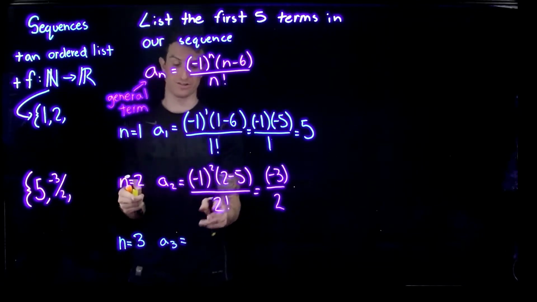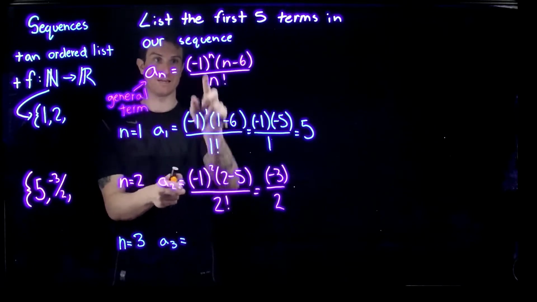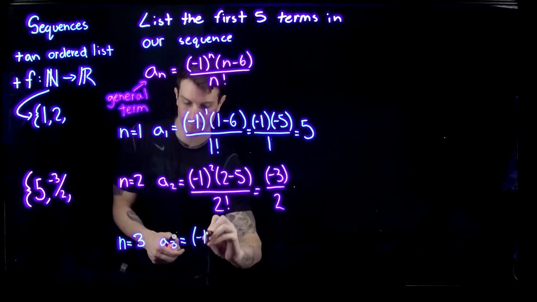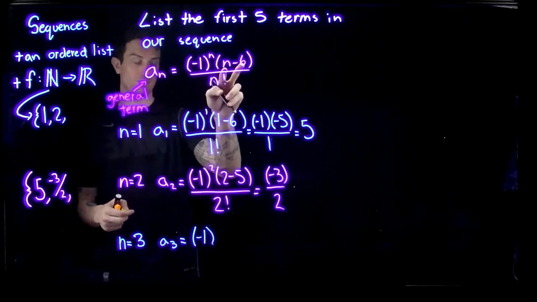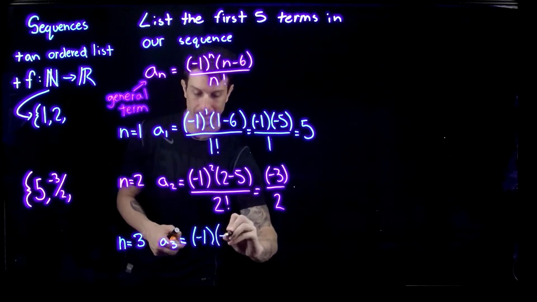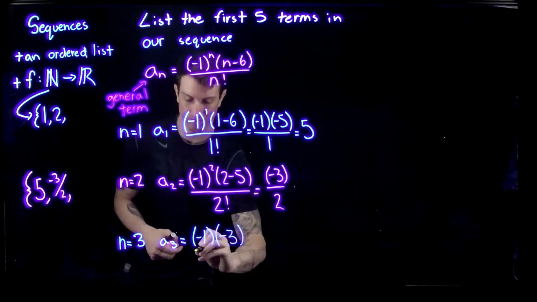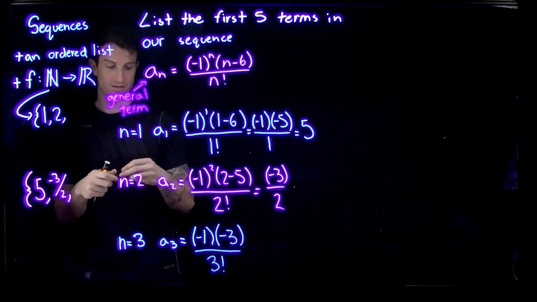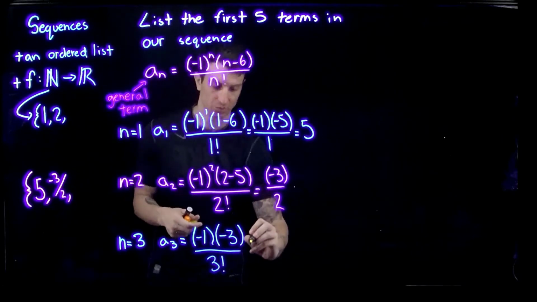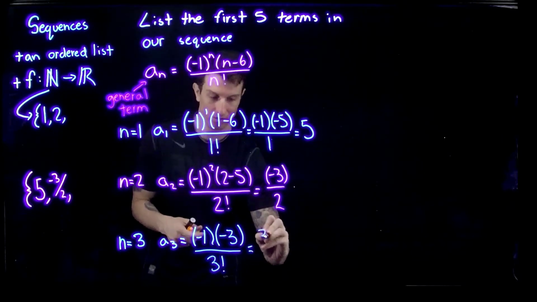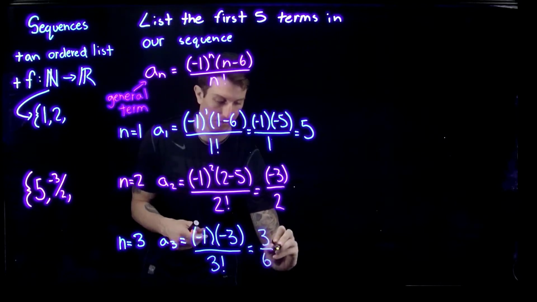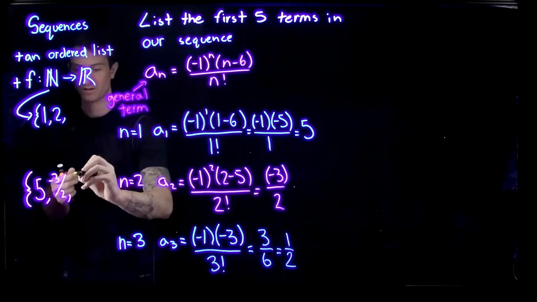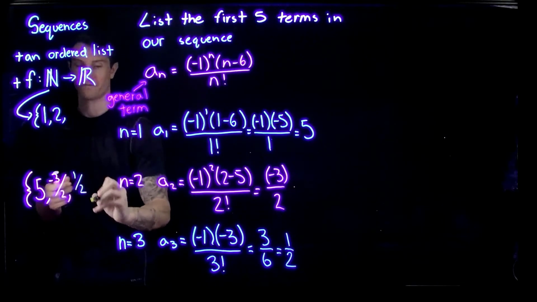Now I'm going to shortcut another step, so I'm going to keep trying to subtract steps. -1 to the 3rd power is negative 1. 3 minus 6 is negative 3. 3 factorial is going to be 3 times 2 times 1. So we end up getting 3 over 6, which is equal to 1/2. So over here, our third term is 1/2.